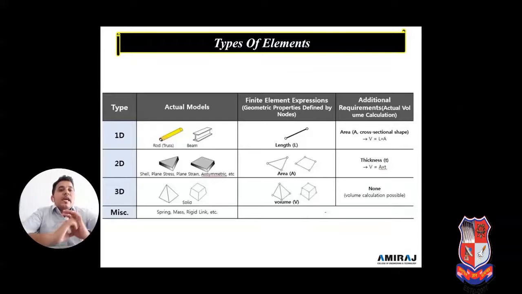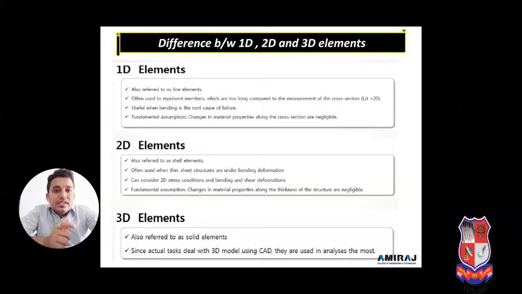Now, types of elements. There are three types of elements: 1D, 2D and 3D. Actual models are there. We will look at the 1D, 2D and 3D. These are the properties of 1D, 2D and 3D that we already know.